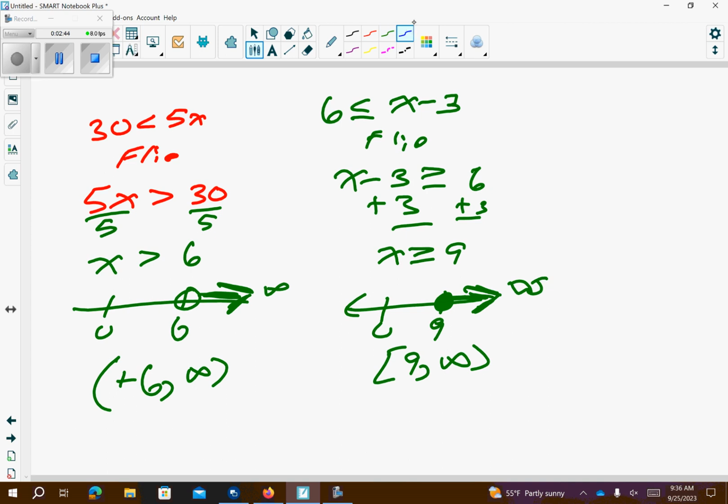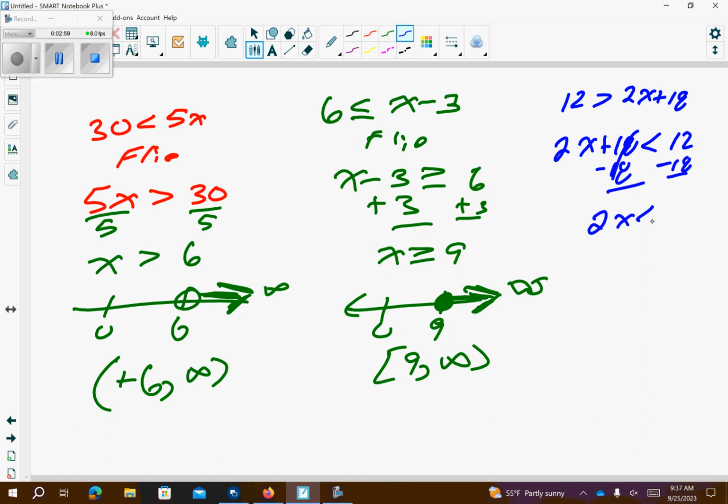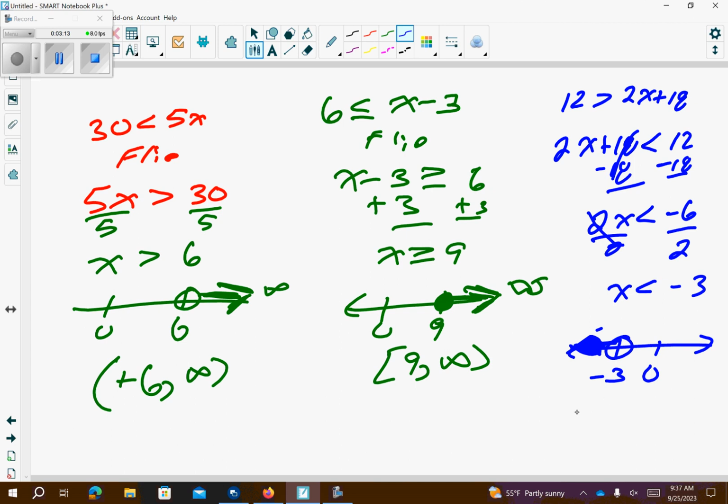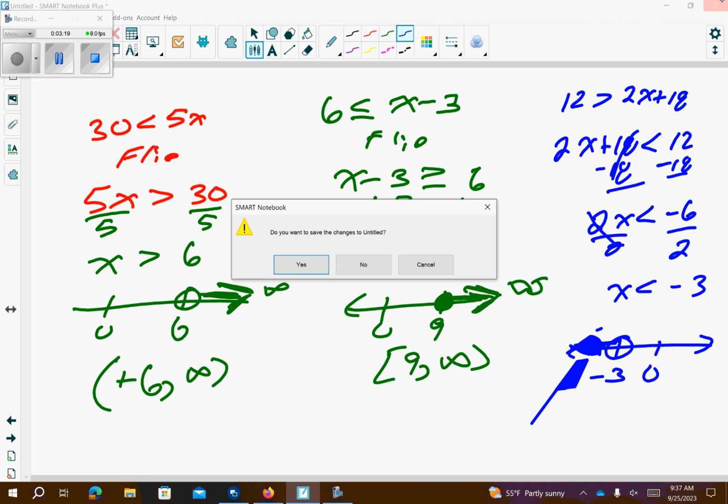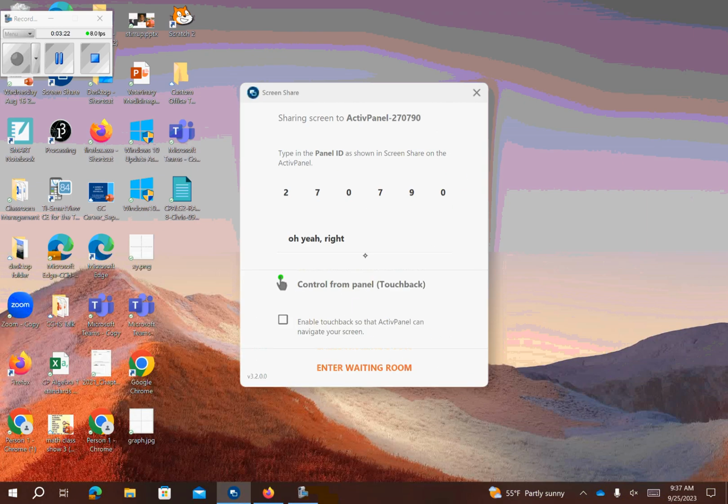Okay, problem number 6. They gave it to you like this. Go ahead and flip the whole thing over, including the inequality sign. So subtract 18 from both sides. Those cancel. You get negative 6. Divide each side by 2. Those cancel. X is less than negative 3. You get 0 here, you get negative 3 here. Open dot going forever to negative infinity. Okay, so our answer is going to be negative infinity to negative 3, soft bracket. Sorry, my computer got goofy on me.